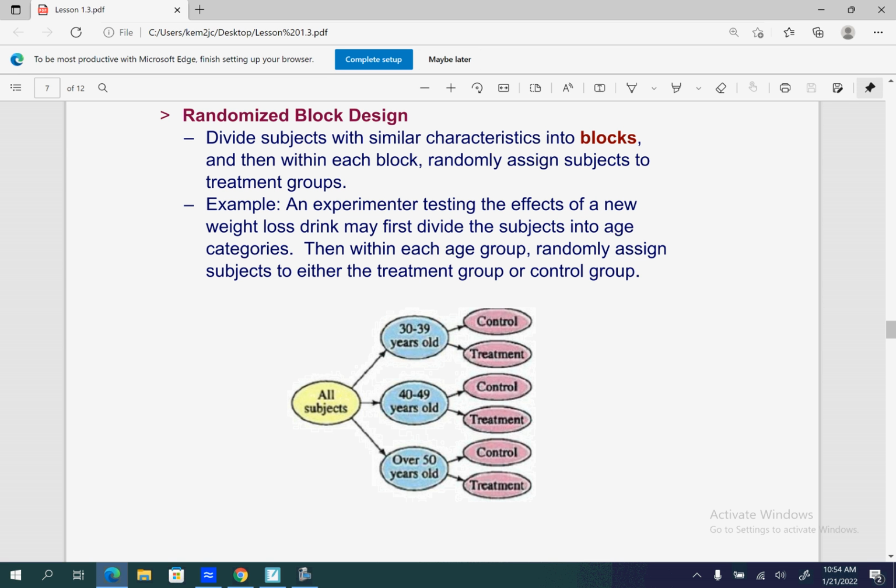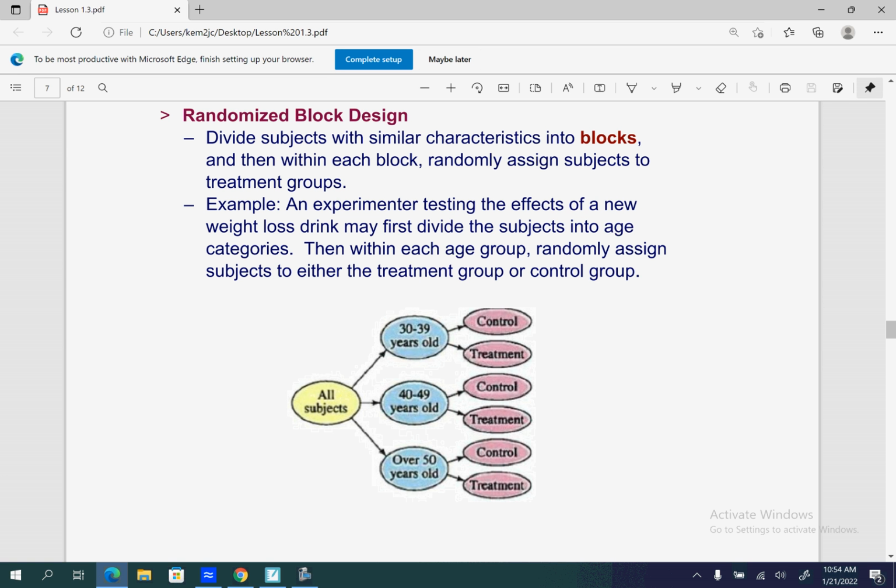And then within each group, maybe a random sample of people is given the control, and a random sample of people is given the treatment. Okay, and that ensures that we've got different people from each category that we can include in our results, which again makes it a more valid experiment for us.